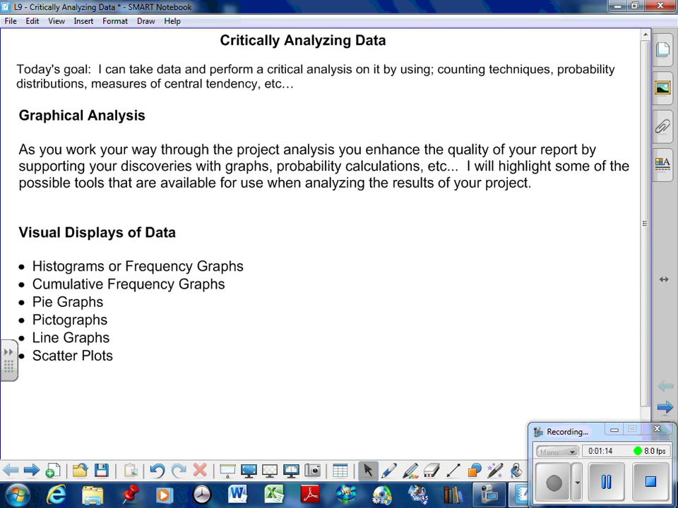So a couple of things that can be incorporated into your project. Earlier, we talked about histograms or frequency graphs, cumulative frequency graphs, pie graphs, pictographs, line graphs, scatter plots. So those are some of the types of visual representations of data you can provide. There's a time and place when to use each of these, and this is where your thinking mark comes into this project. You need to figure out for yourself, would a graph really enhance it right here, or am I putting in the graph just because I want to put graphs in to get marks?